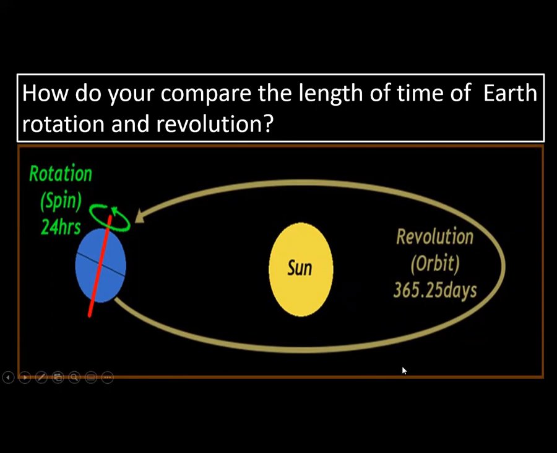So we have a leap year every 4 years in order to pay for our debt of 0.25 day every year. Because 1 year is 365 days, but the Earth's revolution is 365.25 days.